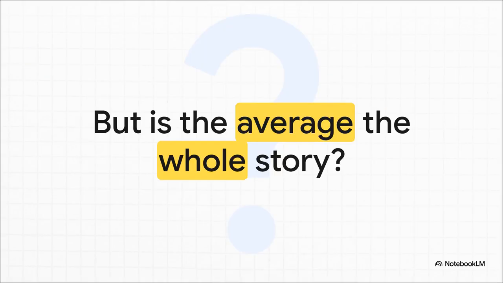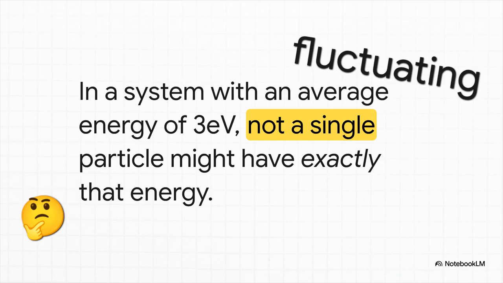But getting the average is really only half the battle. An average is just one number. Does that single number really tell us the whole story about what's going on in the system? Well, no. The source material gives a perfect example of this. You could calculate the average energy and find it's, let's say, 3 electron volts. But if you could actually look at the individual particles, you might find that not a single one of them has that exact energy. They're all constantly fluctuating, kind of jiggling, all around that average value.